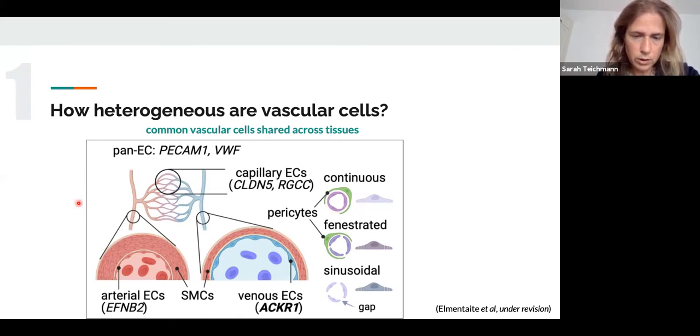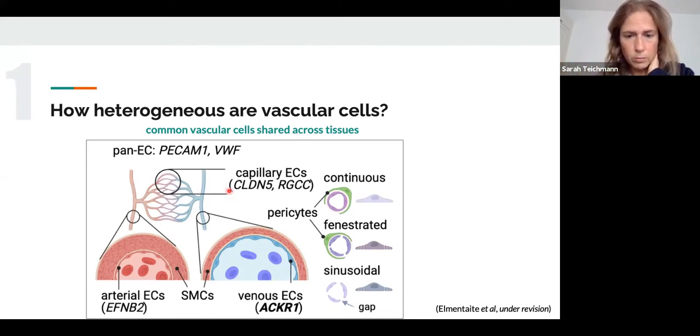So in terms of using this data to establish how heterogeneous vascular cells are, there are some known cells and known markers that emerge, unsurprisingly, but also new ones that have come out.